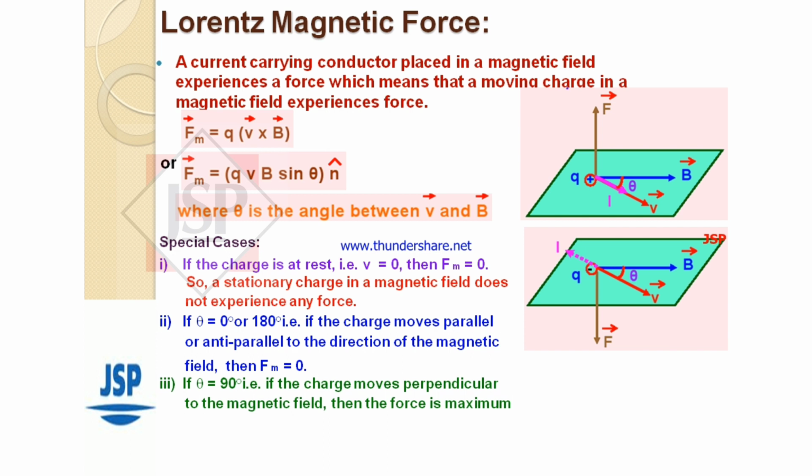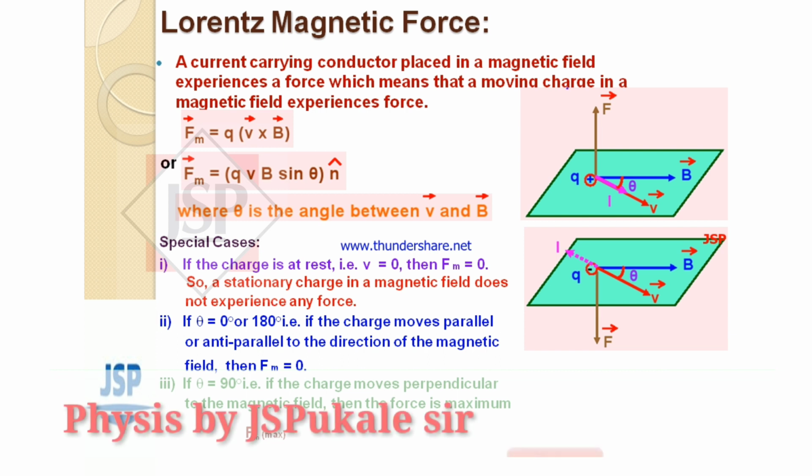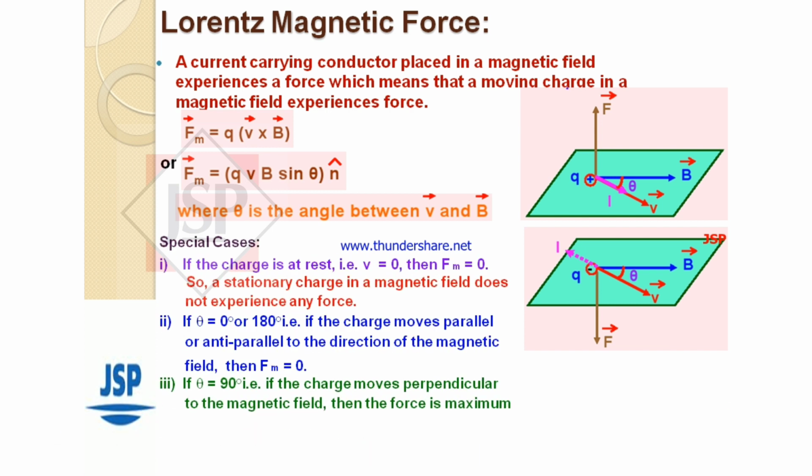Special cases. First one, if the charge is at rest, that is v equal to 0, then F_m equal to 0. So a stationary charge in a magnetic field does not experience any force. Second point, if theta equal to 0 or 180 degrees, that is if the charge moves parallel or anti-parallel to the direction of the magnetic field, then F_m equal to 0. Third point, if theta equal to 90 degrees, that is if the charge moves perpendicular to the magnetic field, then the force is maximum. F_m maximum equal to qvB.